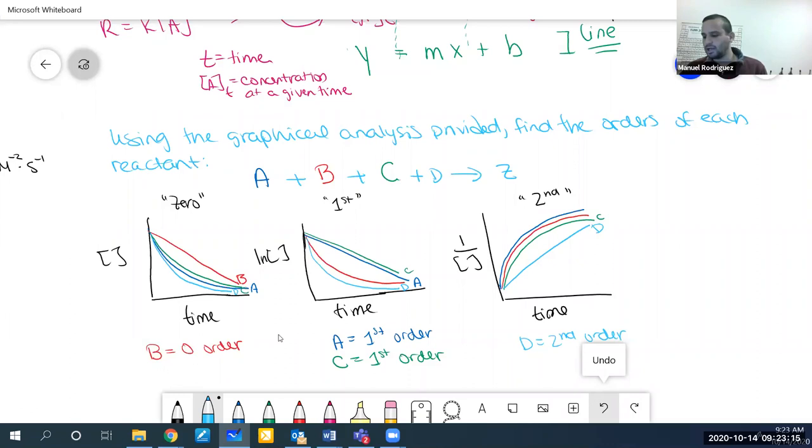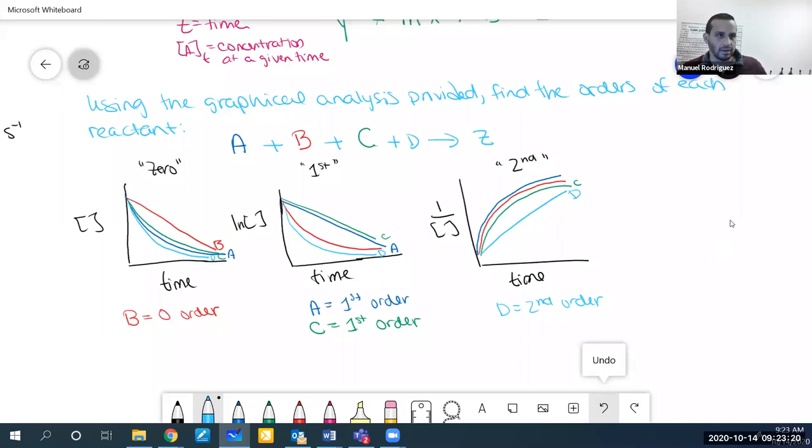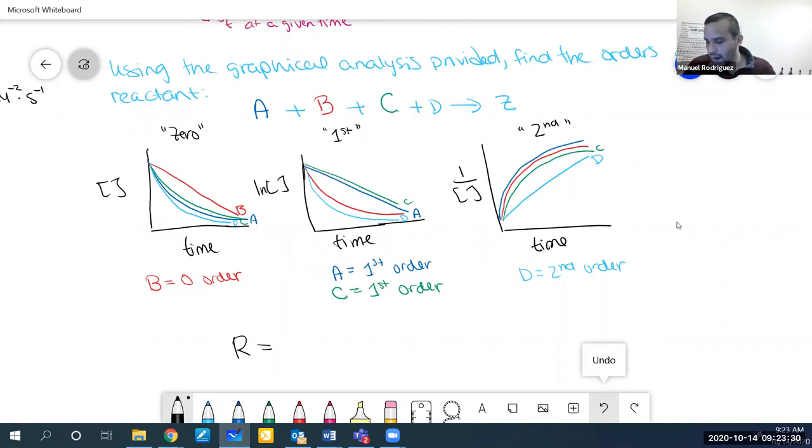So basically you get the three graphs and you're trying to figure out which of the graphs gives you the straight line. Whichever graph gives you the straight line will tell you the order of each of the chemicals. So based on this, my rate law should be R equals K times A to the first power times B to the zero power times C to the first power times D to the second power.